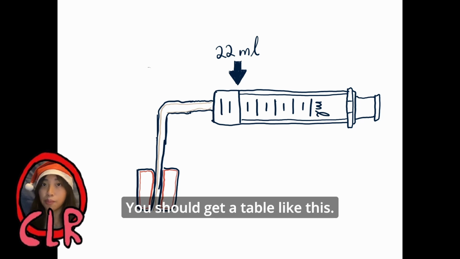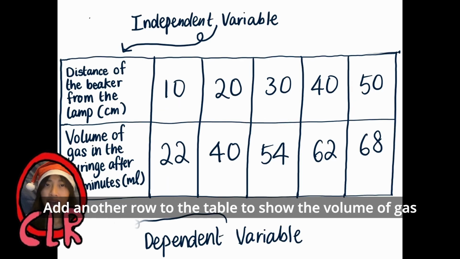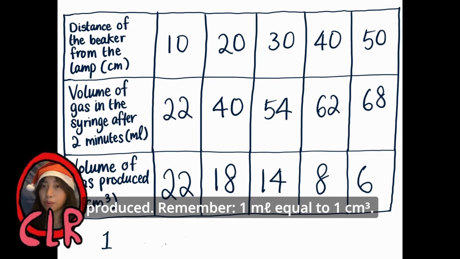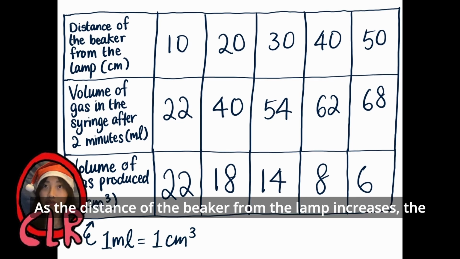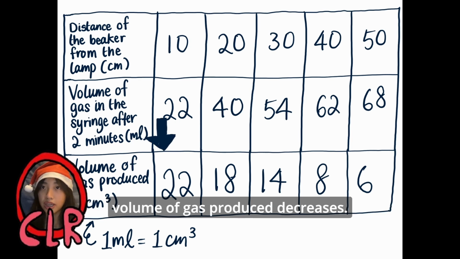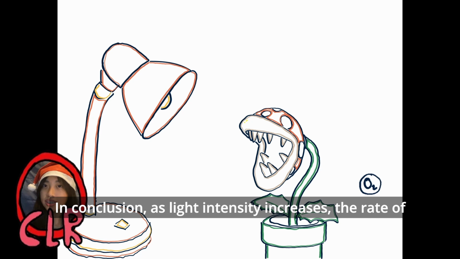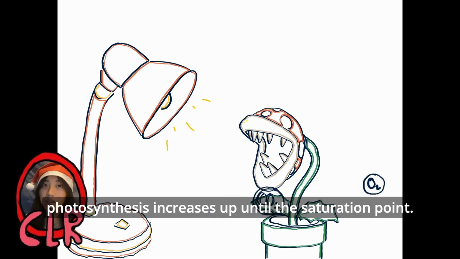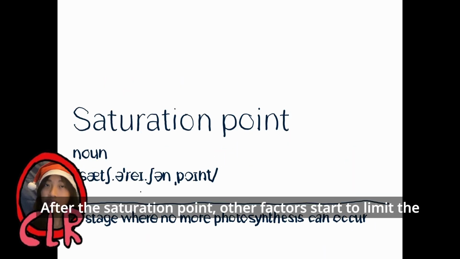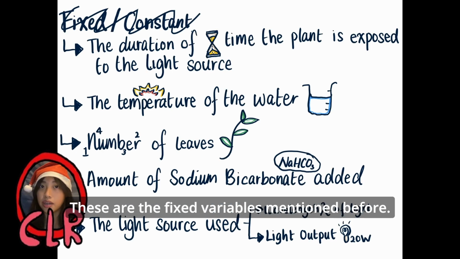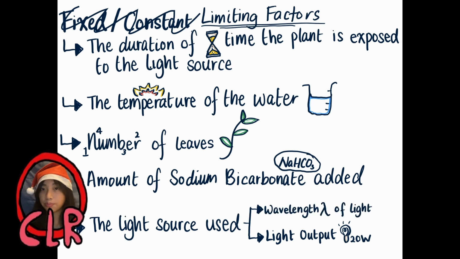You should get a table like this. Add another row to the table to show the volume of gas produced. Remember, 1 milliliter equals 1 cm cube. As the distance of the beaker from the lamp increases, the volume of gas produced decreases. In conclusion, as light intensity increases, the rate of photosynthesis increases up until the saturation point. After the saturation point, other factors start to limit the rate of photosynthesis and it will remain constant. These are the fixed variables mentioned before.